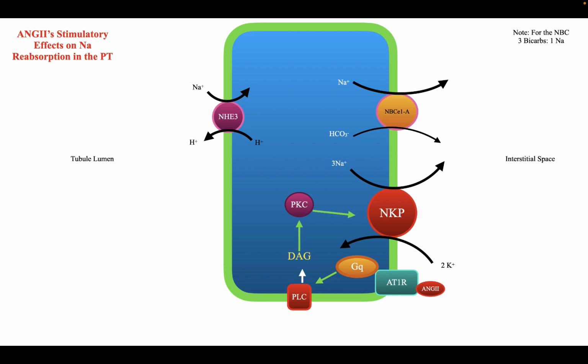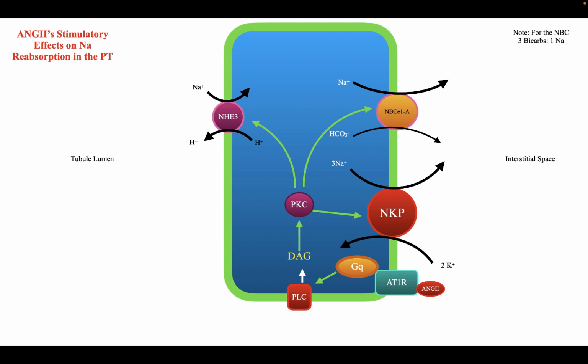The first thing that it will do is increase the activity of the sodium-potassium pump. This allows the sodium-potassium pump to move more sodium into the interstitial space from the cytosol. So by increasing the activity of this pump, we increase the amount of sodium reabsorption that takes place. In addition, protein kinase C also increases the activity of the sodium bicarbonate cotransporter, allowing this cotransporter to move more sodium from the cytosol into the interstitial space. And then lastly, protein kinase C increases the activity of NHE3, or the sodium hydrogen exchanger. This allows this exchanger to bring more sodium from the tubule lumen into the cell.